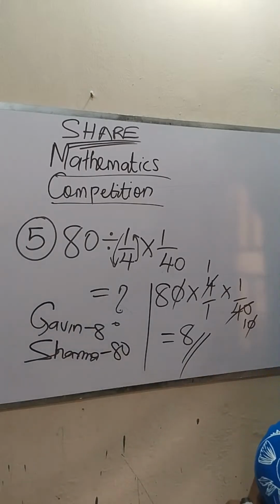So please, Gavin, you're right. Shama, K.N., Shama, you've seen the correction, please. That is the best way to solve it, all right? So please, thank you for participating. Go on and participate. Let's solve the next one.